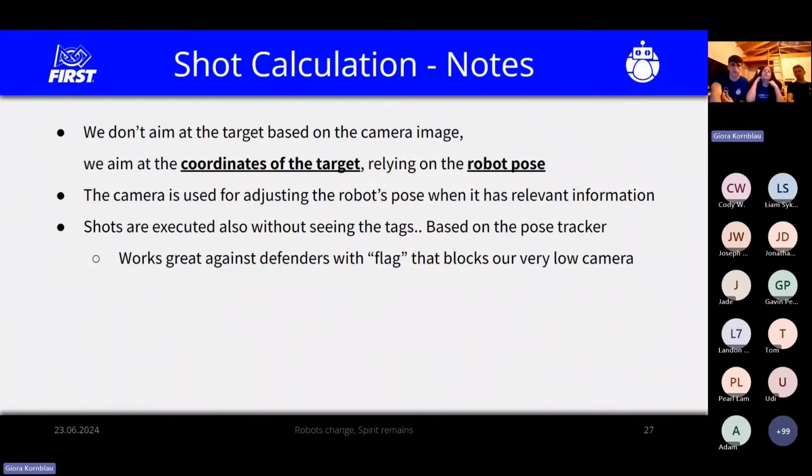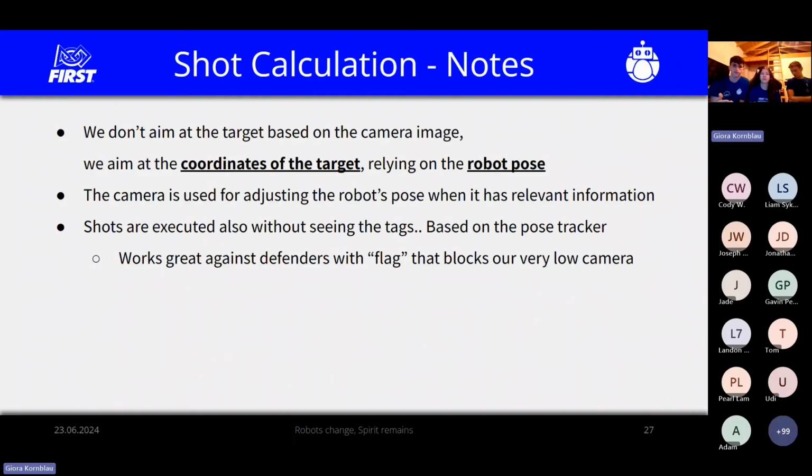Some notes for the shot calculation: we don't aim with the camera's image, both because of the latency that the camera's image has, and because our pose estimation is really good. We aim at the coordinates of the target, meaning that we can sometimes even shoot a note without seeing the speaker's tag. The shot relies on the robot's pose, which is why we need the PoseTracker so much.